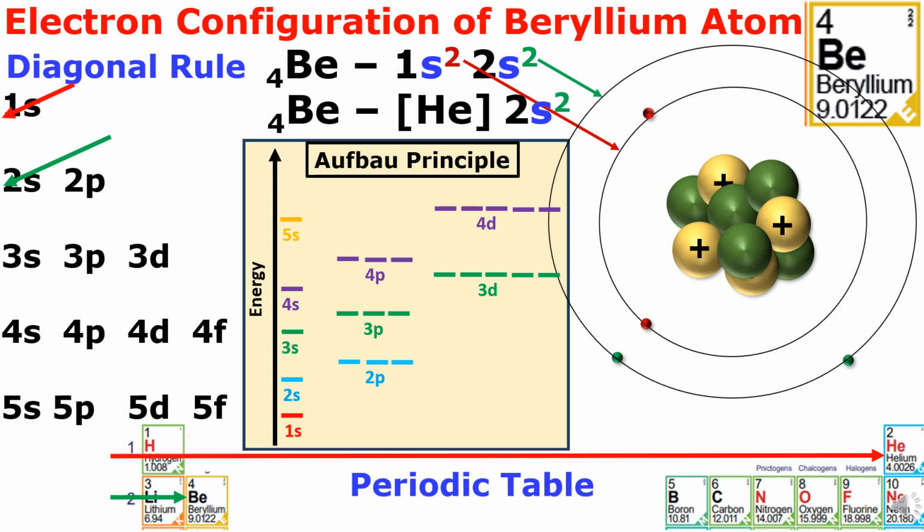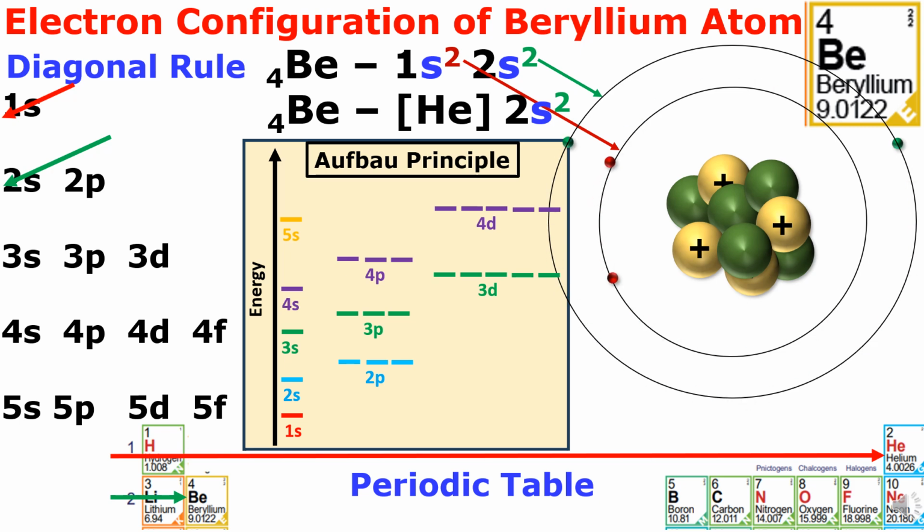However, when we fill the electrons into these atomic orbitals, we must follow the Aufbau principle, which says that electrons fill atomic orbitals in order of increasing energy. That means lower energy orbitals are filled before higher energy orbitals. The order of increasing energy of the atomic orbitals is not represented by either the diagonal rule or the periodic table. We need to know the order of increasing energy of these atomic orbitals.